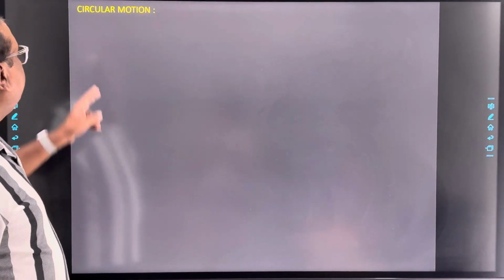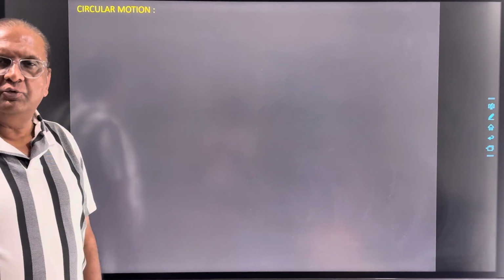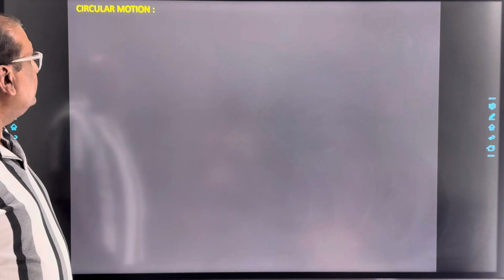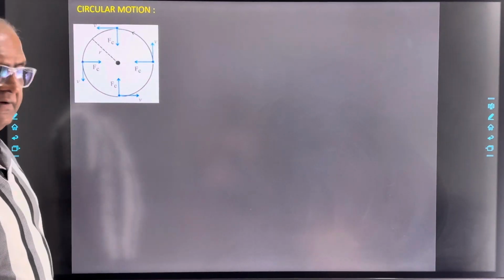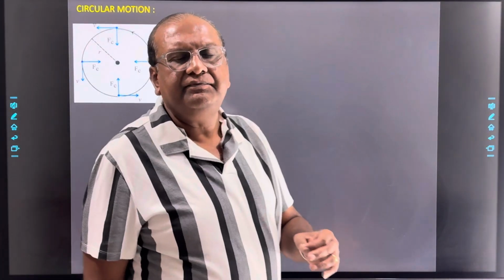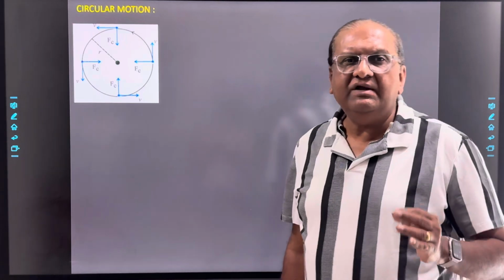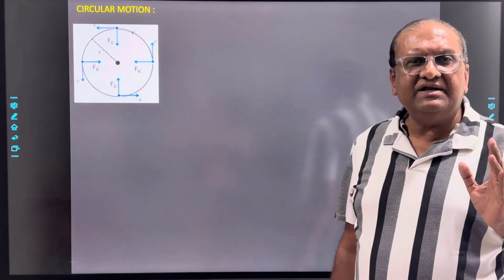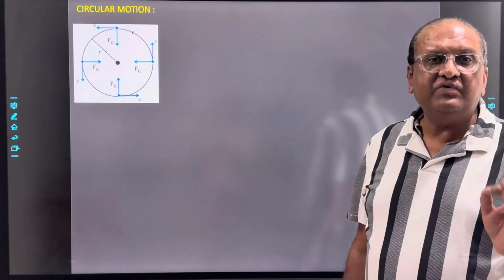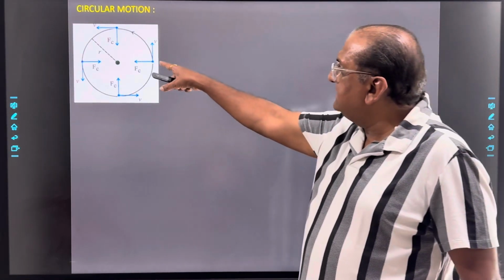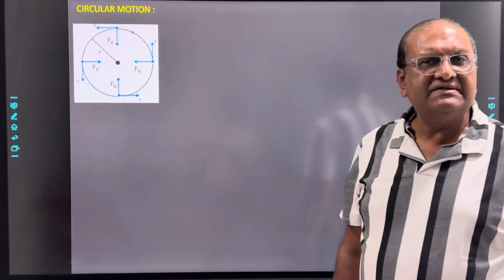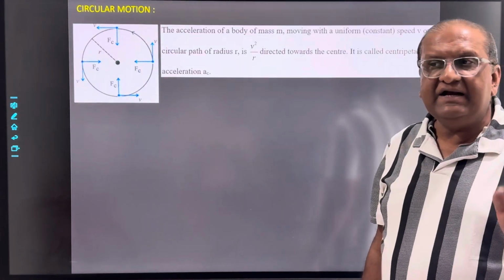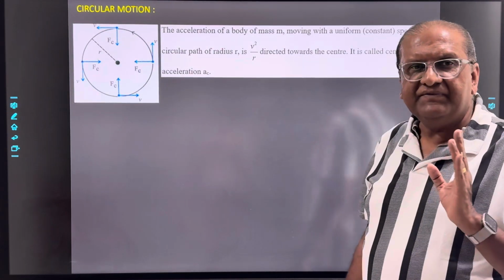Dear students, now the next topic, that is circular motion. Now we know this thing: if any object having mass m is moving with velocity v on a circular path, then its acceleration is v square by r, and that acceleration is towards the center. So that is the centripetal acceleration, right?